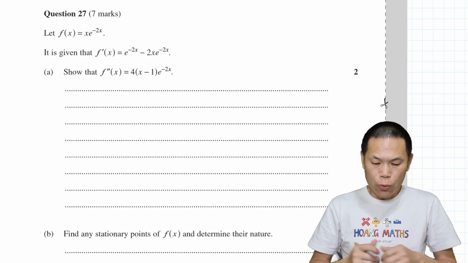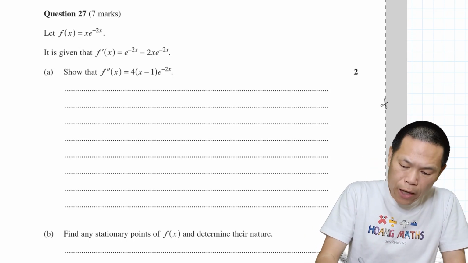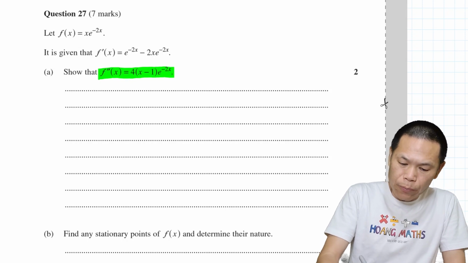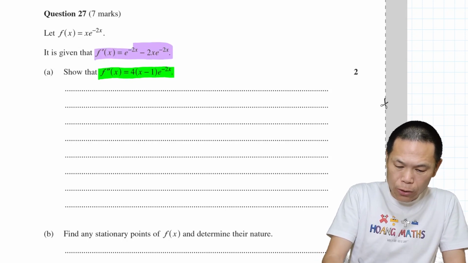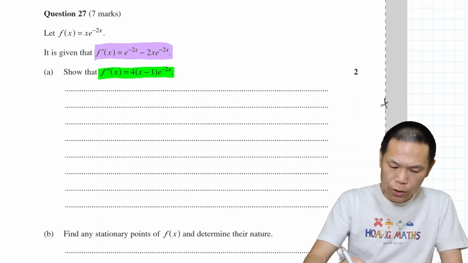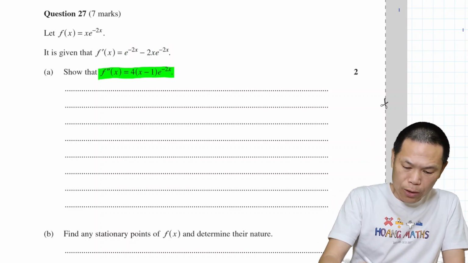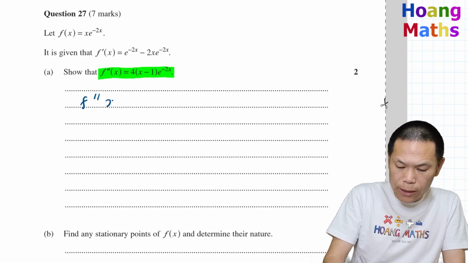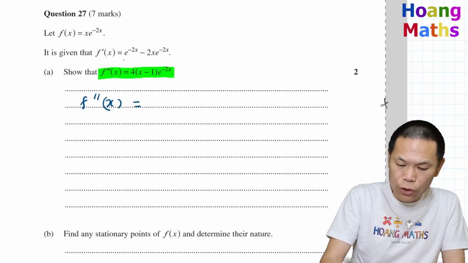First one. So we need to show that f double dash x is equal to this. And we are already given f dash x. So this means that we just need to differentiate one more time. So let me just write this down. So f double dash x is equal to, which is differentiate this.